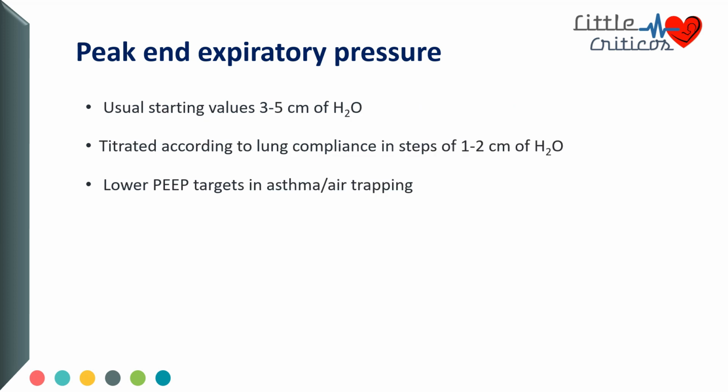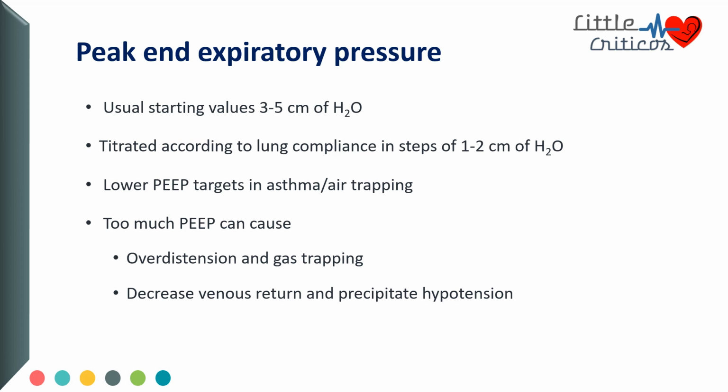The usual starting PEEP is 3 to 5 centimeter of water. It can be titrated according to lung compliance in steps of 1 to 2. Lower PEEP targets are usually indicated in asthma and other disorders where air trapping becomes a major issue. Too much PEEP can cause overdistension and gas trapping, leading on to decreased venous return and precipitate hypotension.